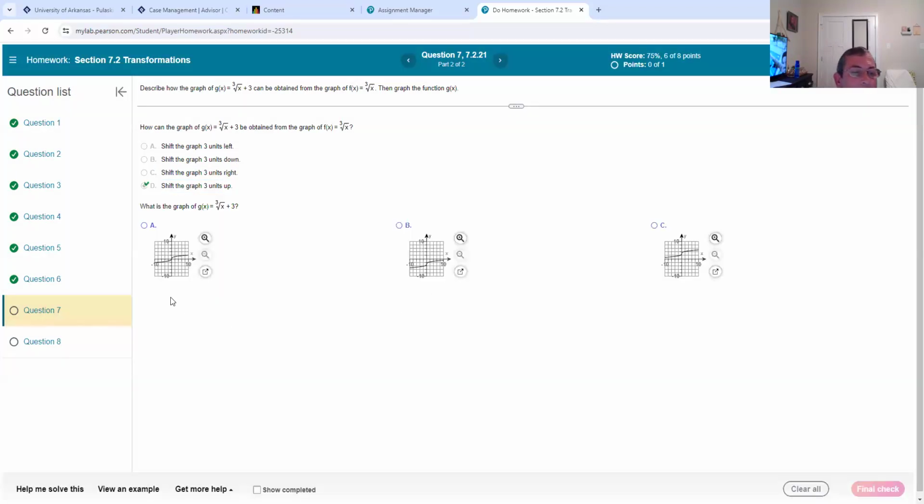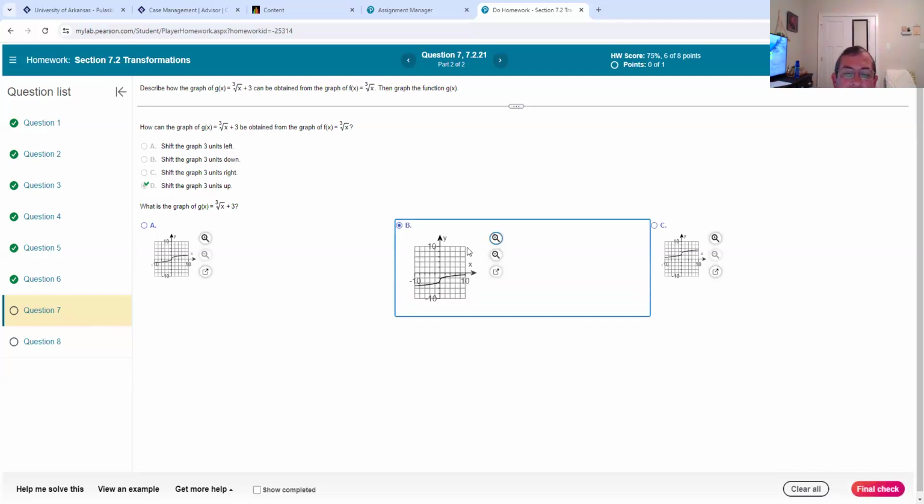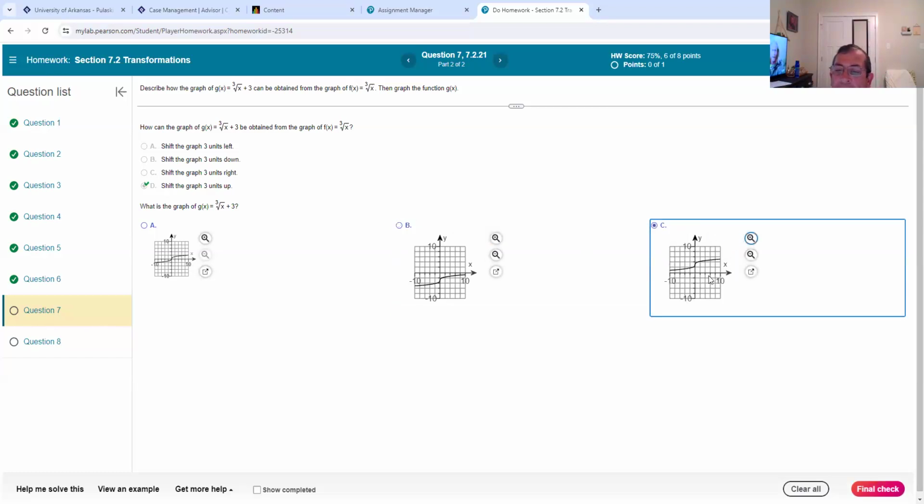And then let's see. A looks like the basic graph. B, that looks like it went down. So if I zoom it in, see that went down. So let me zoom C in. And y'all look at C, that whole graph went up. So we would pick C on that one and then check our answer.